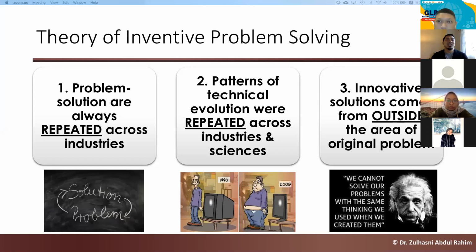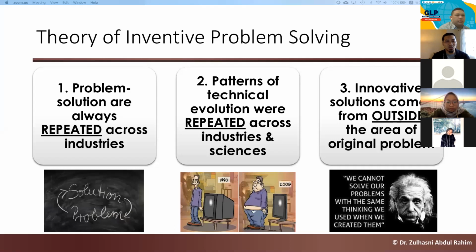And number two in TRIZ theory is that technology evolves. The first telephone evolved into a smartphone and then evolved further. The technology changed. So in TRIZ, you can predict what happens next.